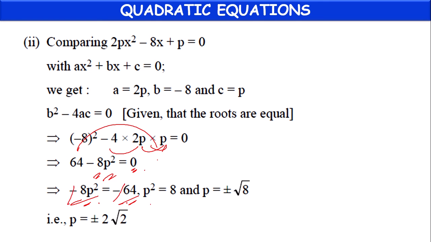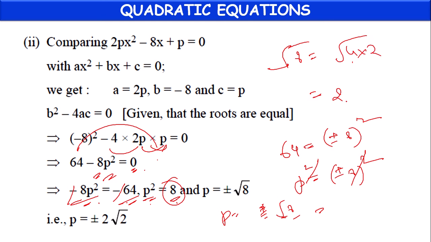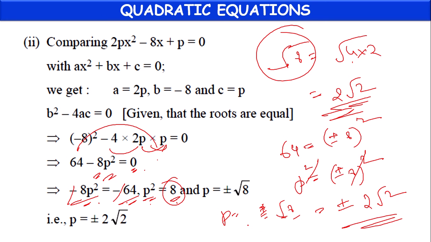Minus minus gets cancelled. P square equal to 8 can be written as plus or minus root 8 whole square. Like this we can write. Square and square get cancelled. P equal to plus or minus root 8 we will get, where root 8 can be written as root 4 into 2, where square root of 4 is 2. So root 8 can be written as 2 root 2. So the answer is plus or minus 2 root 2. P value is plus or minus 2 root 2.